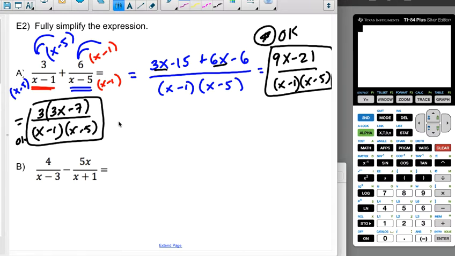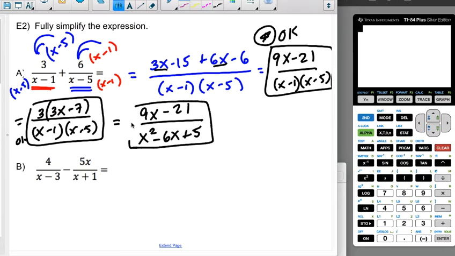It's the easiest answer. If you really wanted to, you could also FOIL everything out on the bottom. I don't know why you would, but you could. So you could make this an x squared. Outer is a minus 5x and inner is a minus x. That's a minus 6x plus 5. So this is also okay. But again, if it were me, I would stop here.